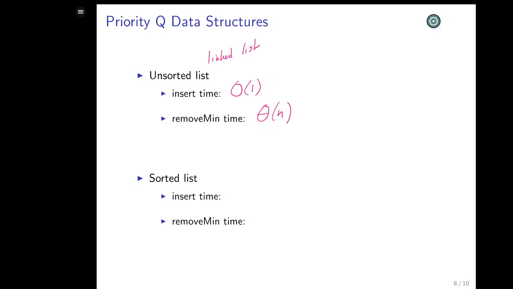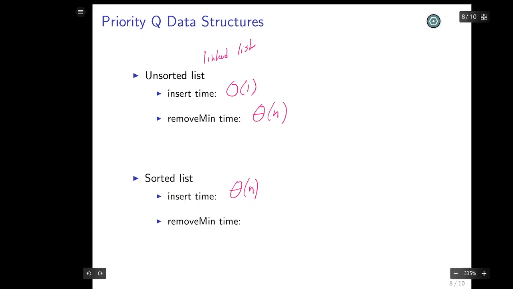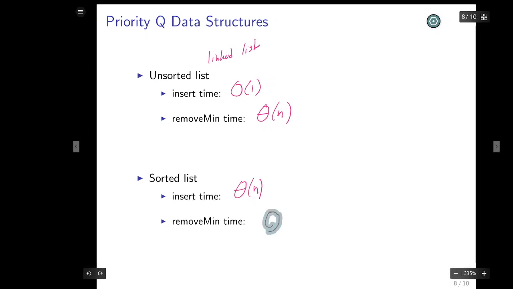How about a sorted list? What's the insertion time into a sorted list? Yeah, sadly, order n time. And what's the time to do the remove min, though? Order one, it's sitting right there at the front. So we got another one of those situations where it sure would be nice not to have to spend linear time doing one of the operations. So that's what we're going to talk about.